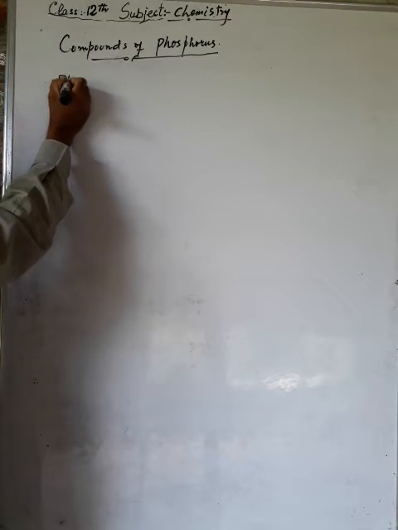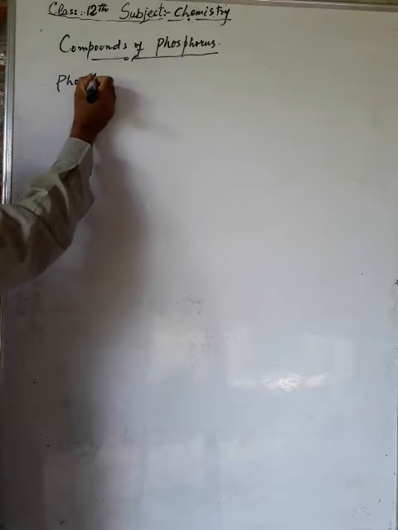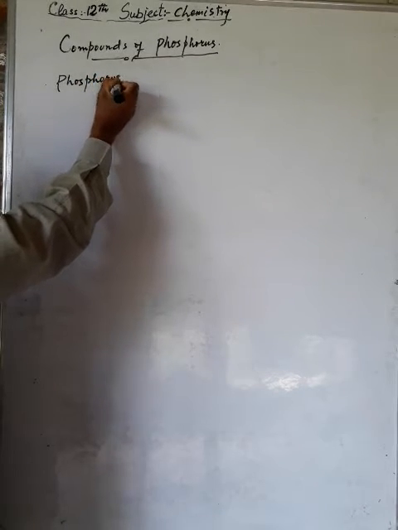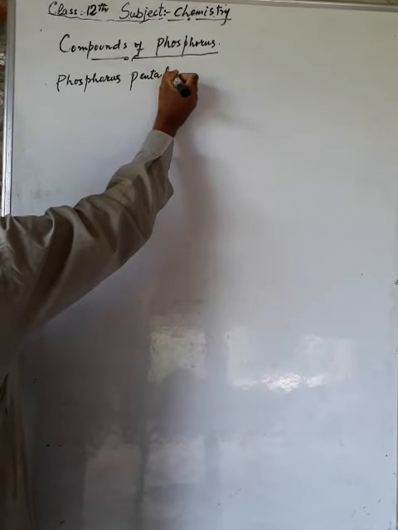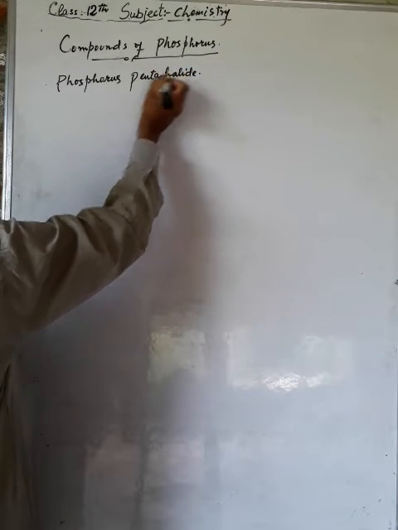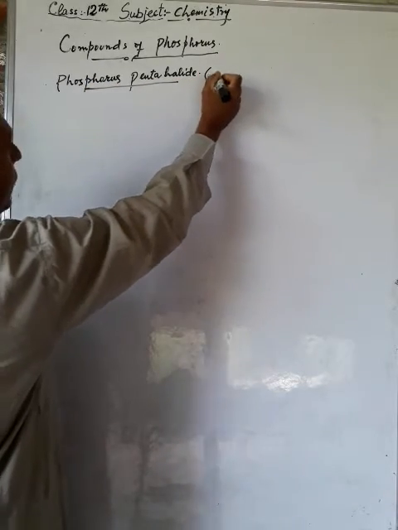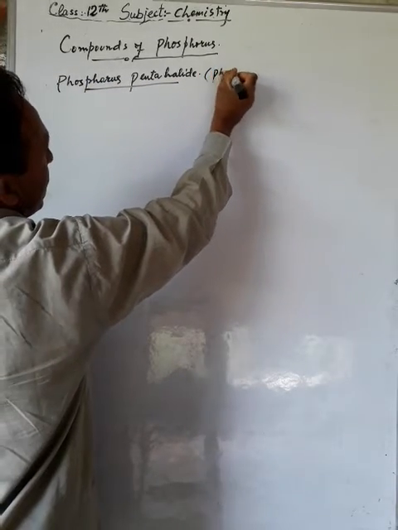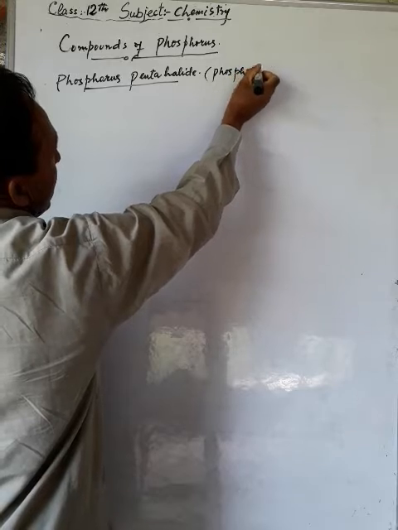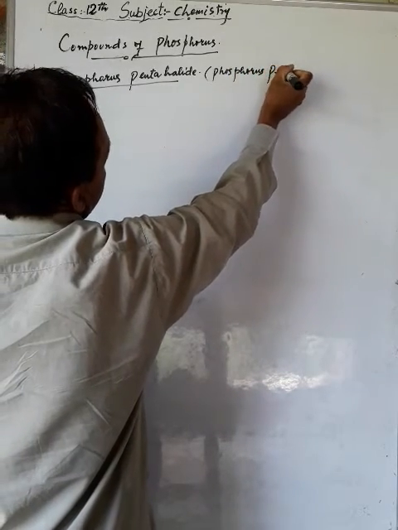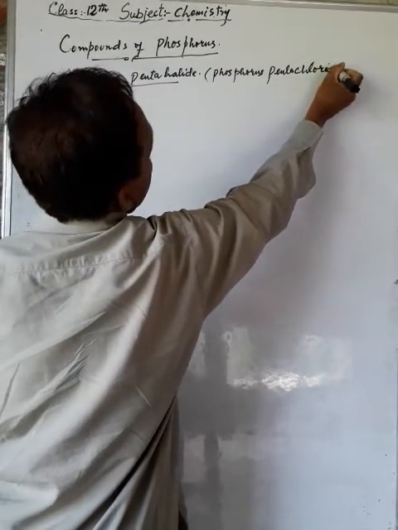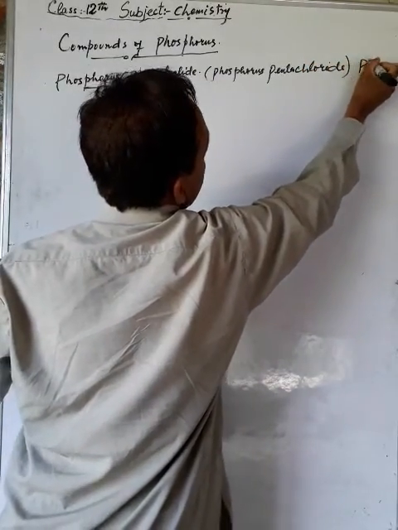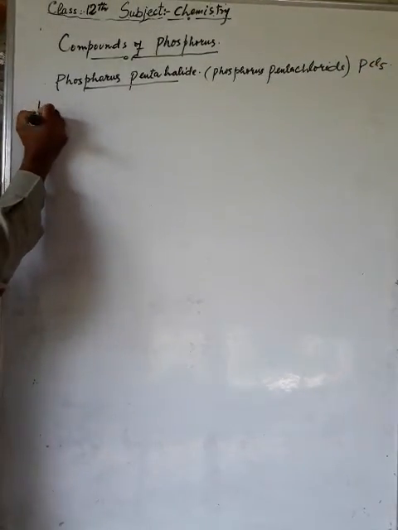Now phosphorus pentahalide, that is phosphorus pentachloride, PCl5. Preparation.